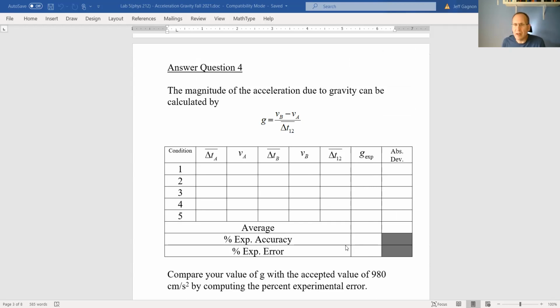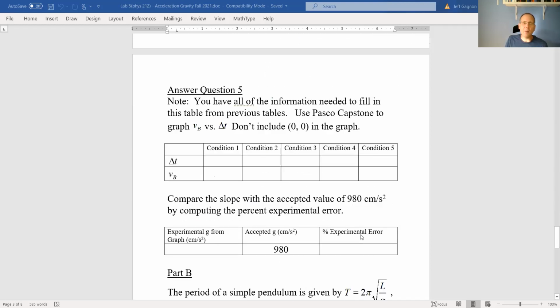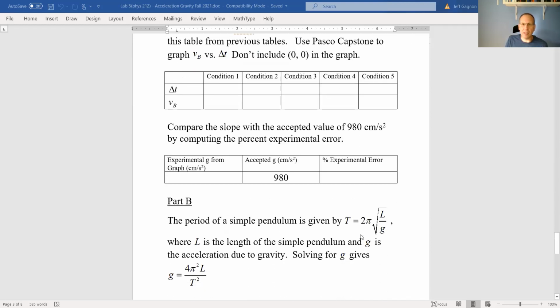And hopefully you got something very close to 980. If you get like 1,030 or something, or 930, 950, that's all very good. That's fairly accurate for this experiment.